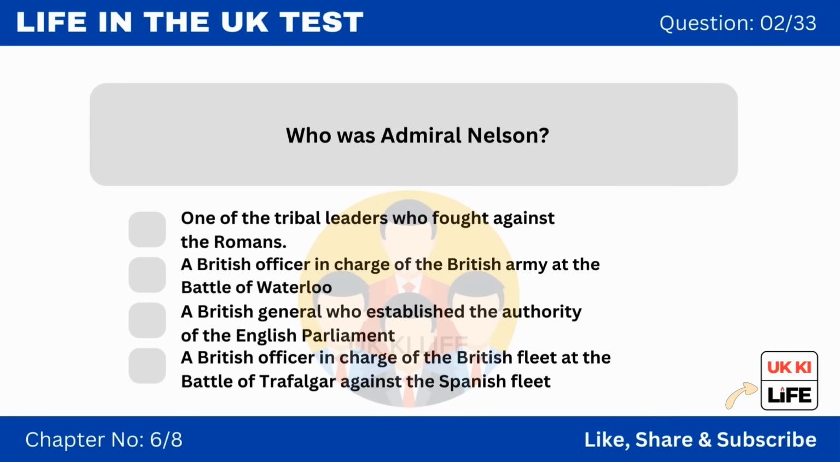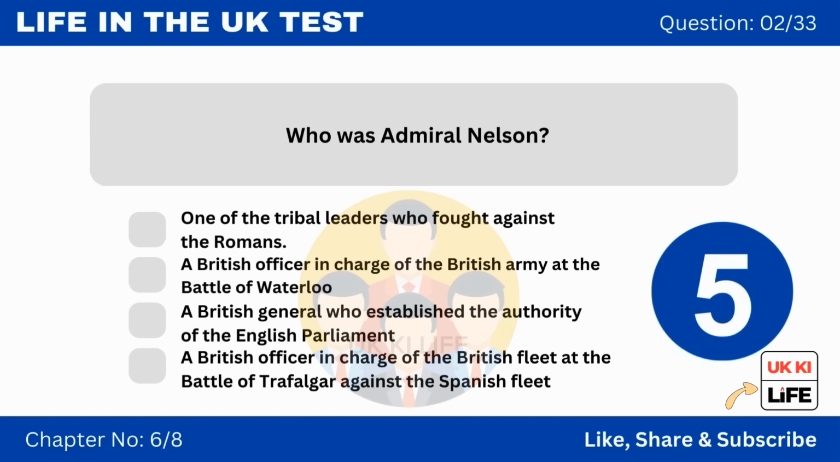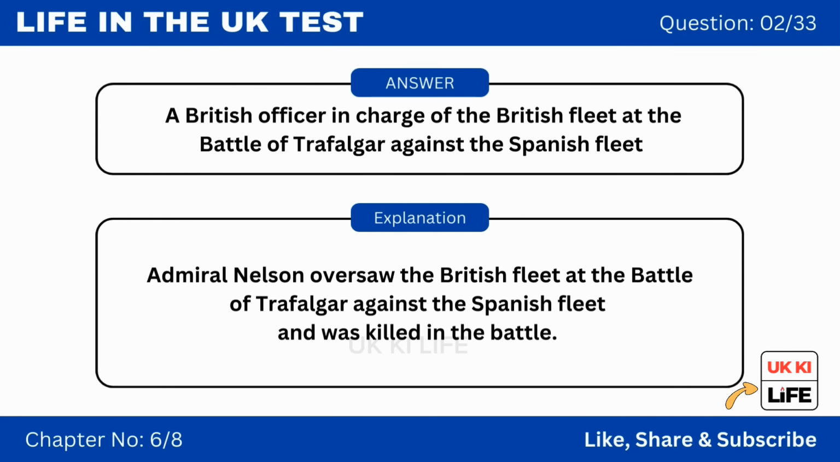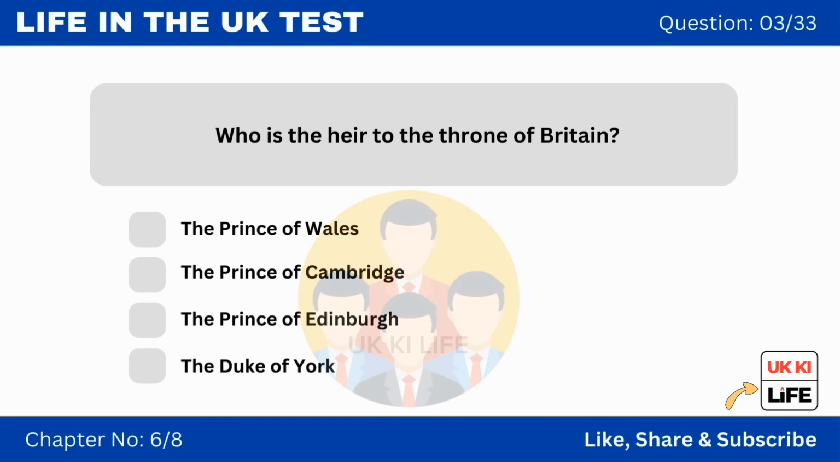Question 2. Who was Admiral Nelson? One of the tribal leaders who fought against the Romans. A British officer in charge of the British Army at the Battle of Waterloo. A British general who established the authority of the English Parliament. A British officer in charge of the British fleet at the Battle of Trafalgar against the Spanish fleet. The correct option is D. Explanation. Admiral Nelson oversaw the British fleet at the Battle of Trafalgar against the Spanish fleet and was killed in the battle.